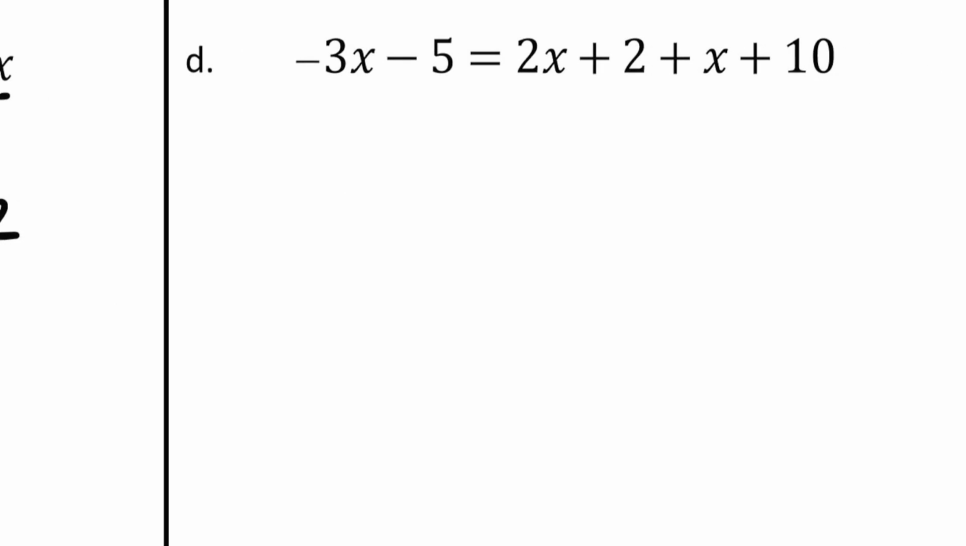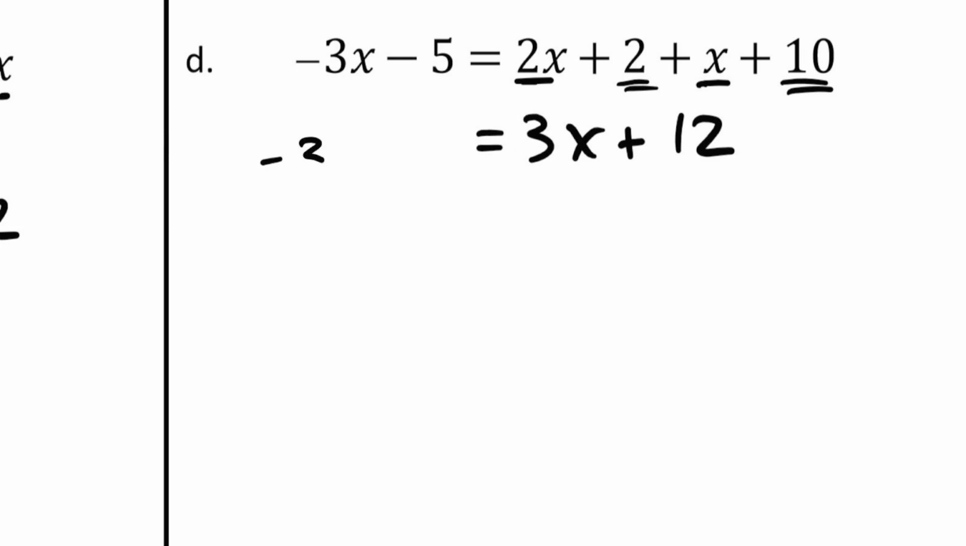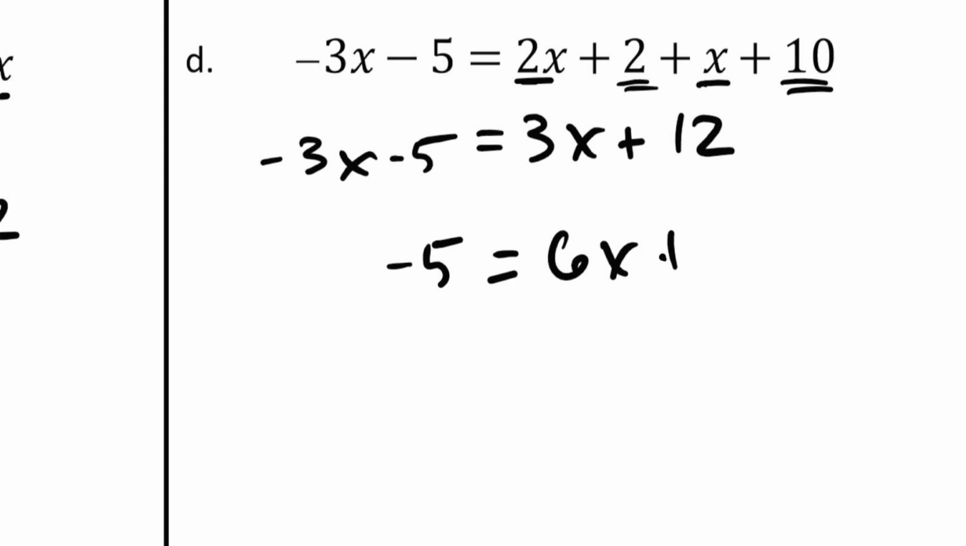I'll combine these. So this is 3x plus 12 on this side, right? 2x and x is 3x, and 2 plus 10 is 12. On the other side, I've got -3x minus 5. I'm going to add 3x to both sides. If I do that on the left-hand side, this is going to become -5. And on the right-hand side, when I add 3x, I get 6 times x plus 12.